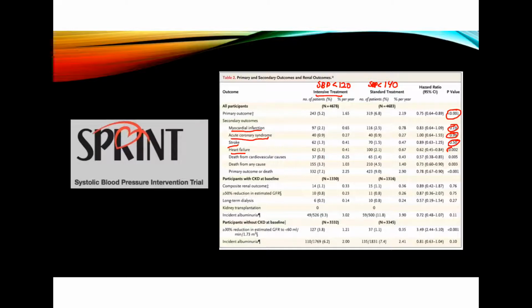And as a result of this trial, it got the ball rolling in the direction of moving towards a more strict cutoff for blood pressure targets. And that eventually led to the 2017 guidelines published by the American College of Cardiology, ACC, and the American Heart Association, AHA.